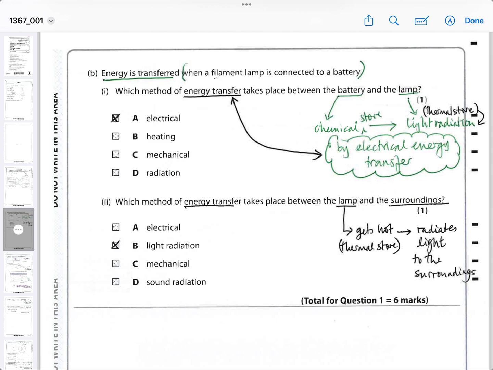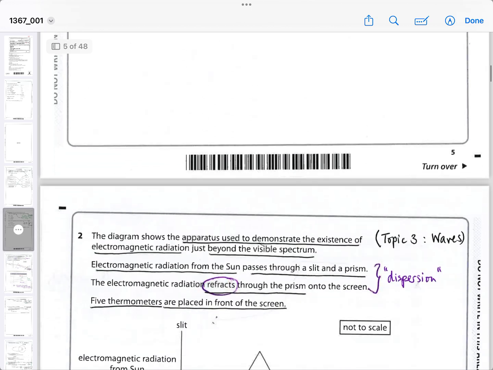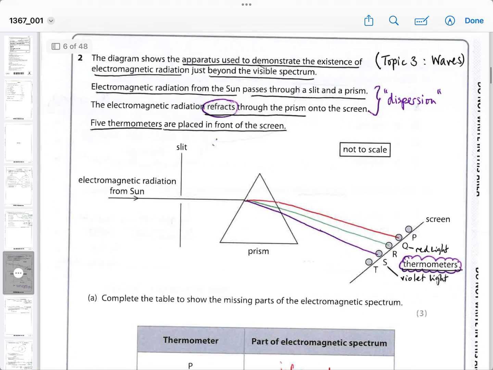Okay, so that's a quick starter for 6 marks. Actually, it was 5 marks, because we had one of them already taken off.